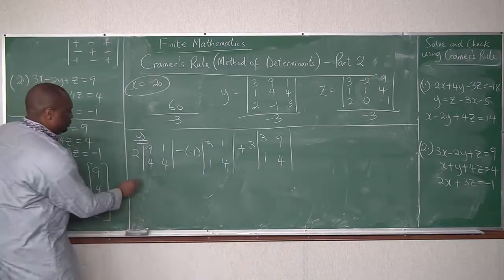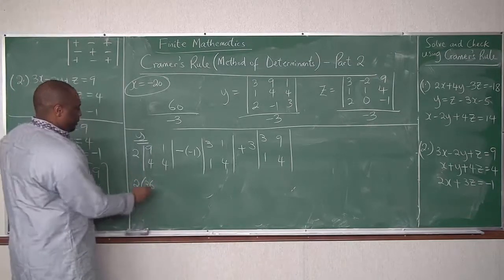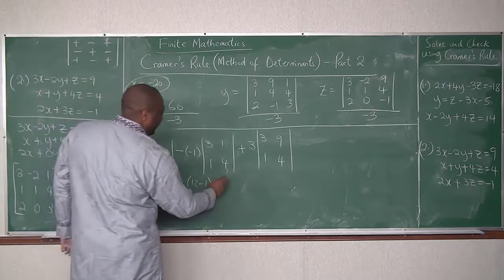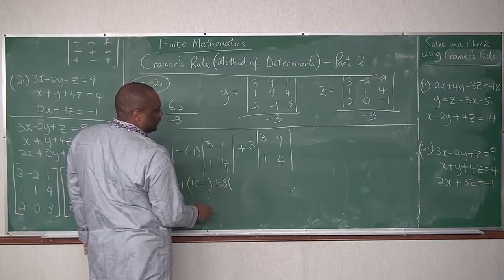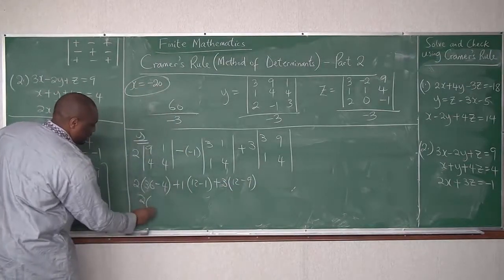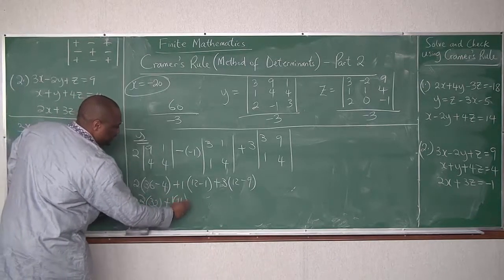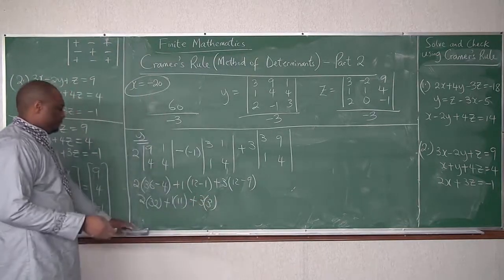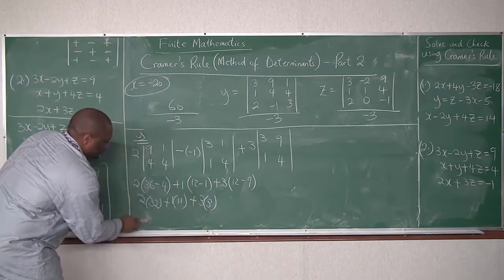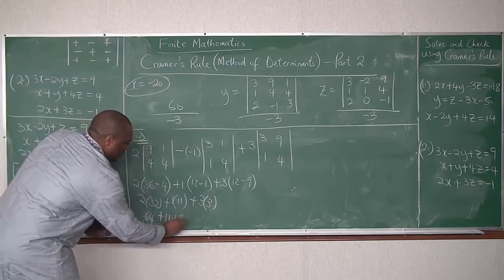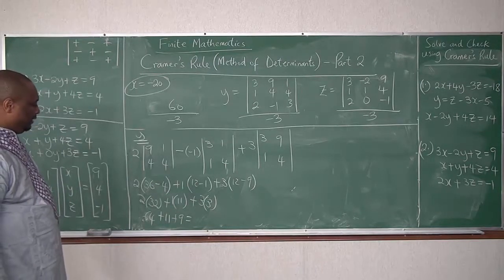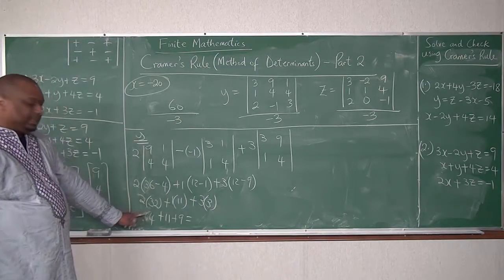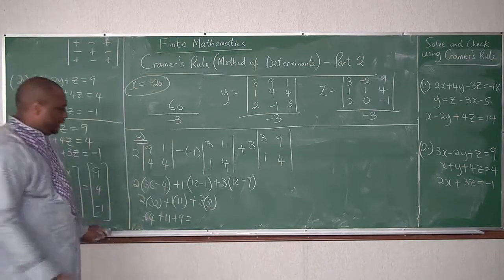So this will be 2 times 9 times 4, which is 36, minus 4. Then minus 1 is plus 1, this is 12 minus 1. Plus 3 times 4 is 12 minus 9. So this gives me 2 times 32 plus 1 times 11 plus 3 times 3. So this is 64 plus 11 plus 9. 64 plus 11 is 75, and 75 plus 9 is 84.